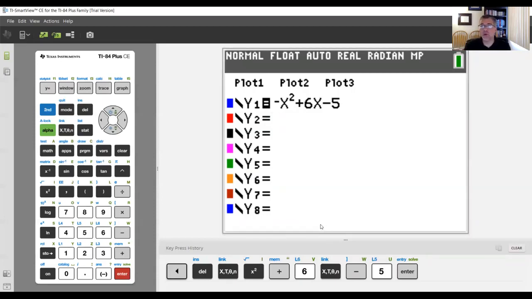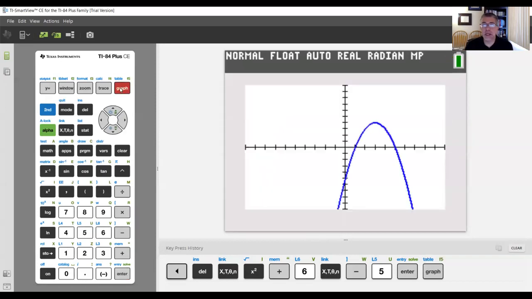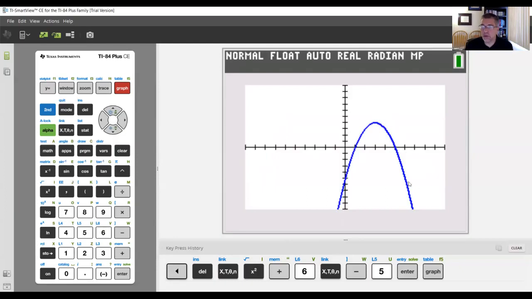Now, how am I going to graph this? Well, I'm just going to hit the graph key at this point. And the graph key is the top right-hand corner of the faceplate. And so I'm just going to hit the graph key, and it draws the graph of the parabola that I've been looking for. Okay, so it's a nice upside down U shape.